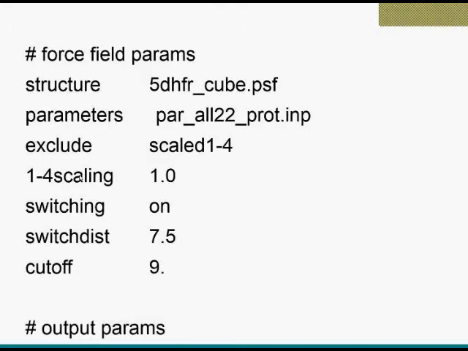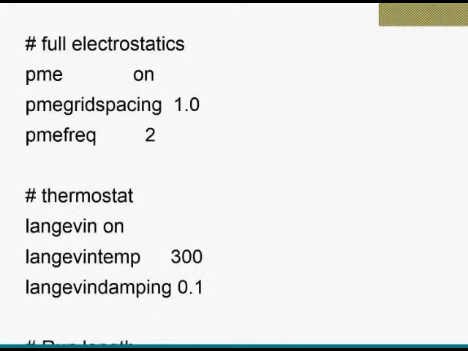Below are the output parameters, where one specifies the name of the output trajectory and also the frequency with which frames are dumped to that trajectory, and also with which diagnostic energy output is printed to the console log during the course of the simulation.